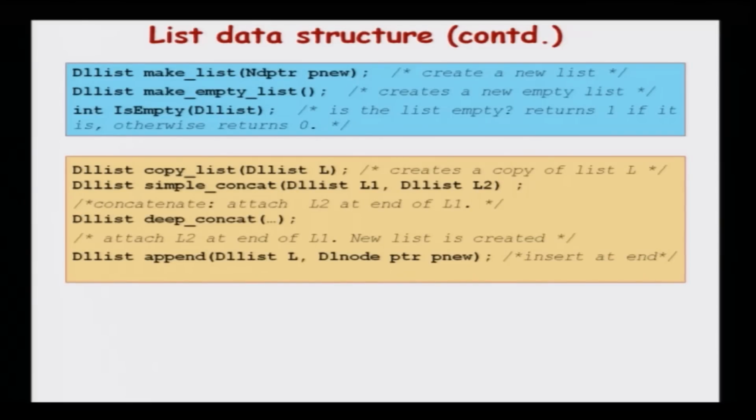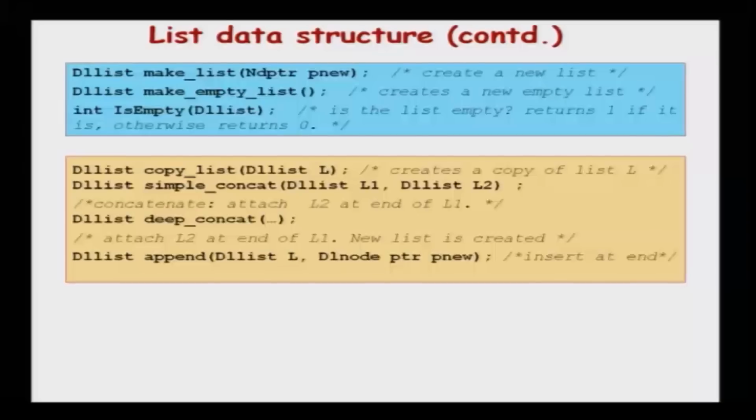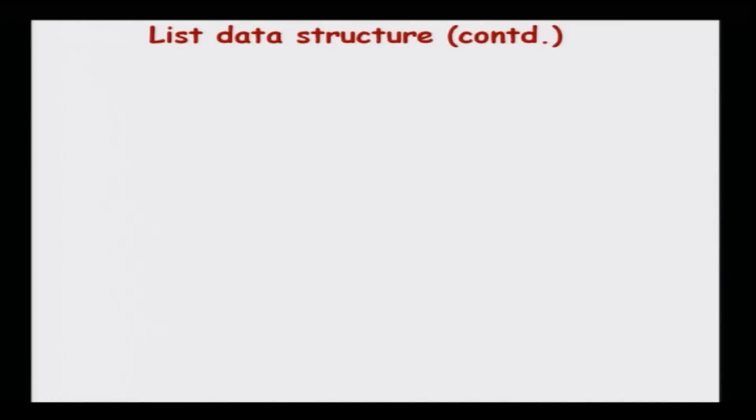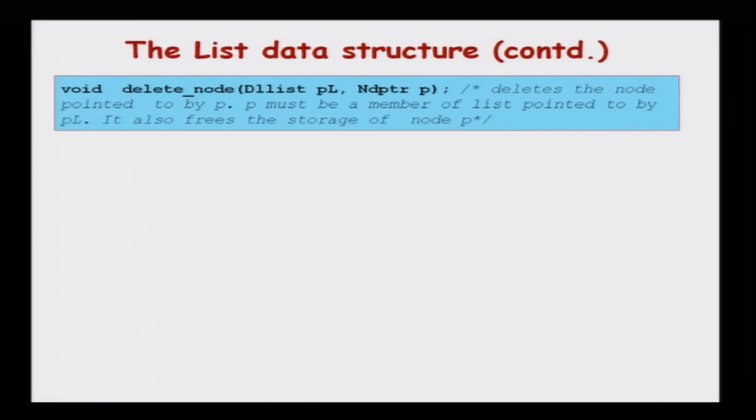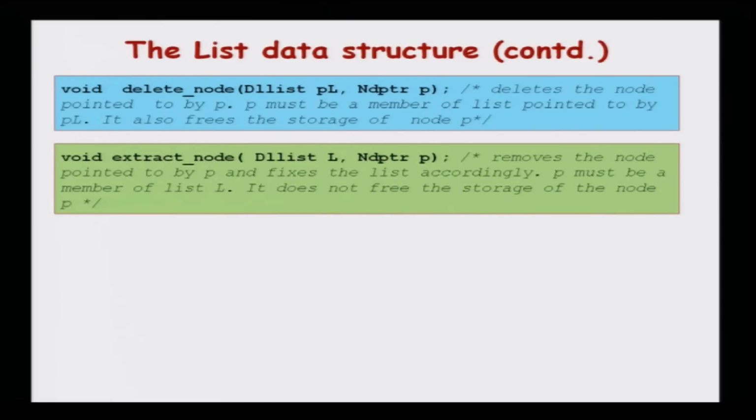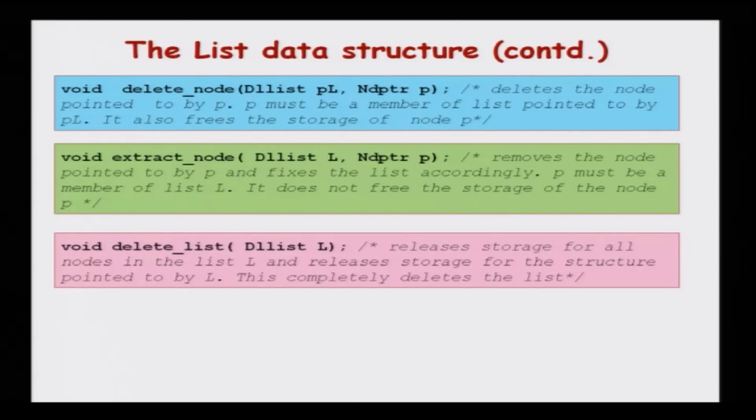You can do a deep concat. We will see this in a future slide. You can append two linked lists and so on. Okay. Similarly, since we have insert functions, we can also have delete functions. You can delete a particular node. You can extract a node in the sense that delete would take out a node and free the memory allocated to the node. Extract would just take out the node from the linked list, but you retain the node. You can delete an entire list and so on.